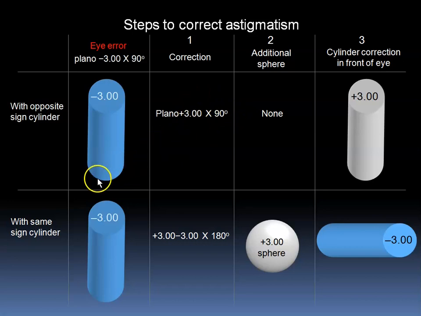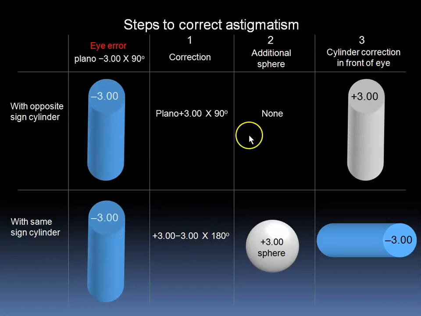We can also think of this as correcting this same eye error with a plus 3 diopter sphere and a minus 3 diopter cylinder at 180 degrees. The reason this works is because we are taking this minus cylinder and putting it in front of another minus cylinder at right angles, which then creates a minus 3 diopter sphere effect, and then this is compensated for with the plus 3 diopter sphere put in front of the eye. We write this as plus 3 sphere minus 3 cylinder at 180 degrees.